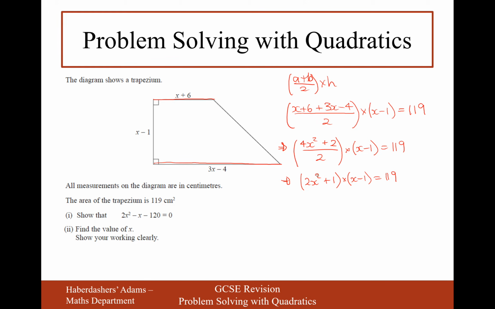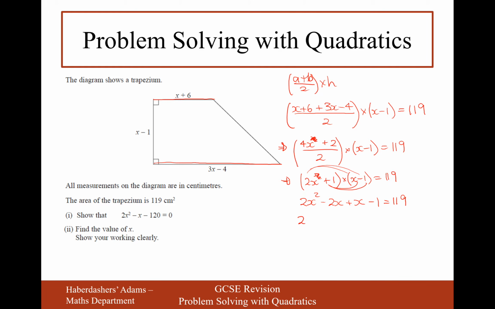Let's now expand the brackets, because that's what you do when you're timesing brackets together. So expanding the brackets now, it's going to be 2x times x, which is 2x squared. 2x times minus 1, that's minus 2x. 1 times x, that's plus x. 1 times minus 1 is minus 1, equals 119.